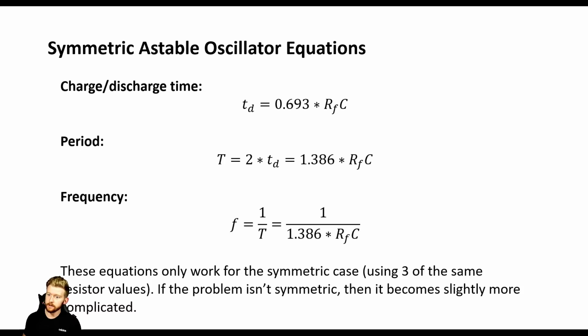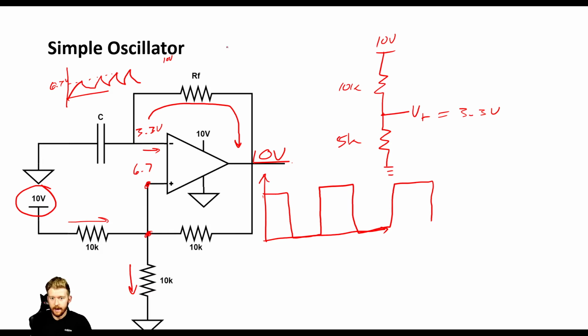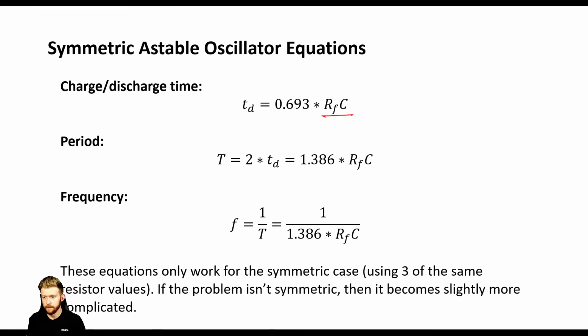Okay, so you can see that our charge and discharge time for our capacitor is related to our feedback resistor, RF, and our capacitor. So a bigger capacitor is going to take longer to charge, and a bigger resistor is going to reduce the amount of current that can flow. So it's also going to make it take longer to charge. Now our period is 2 times this charge and discharge time, okay?